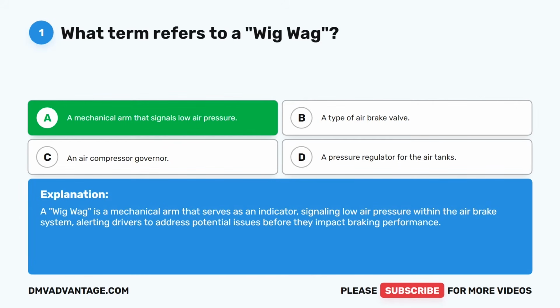A wigwag is a mechanical arm that serves as an indicator, signaling low air pressure within the air brake system, alerting drivers to address potential issues before they impact braking performance.